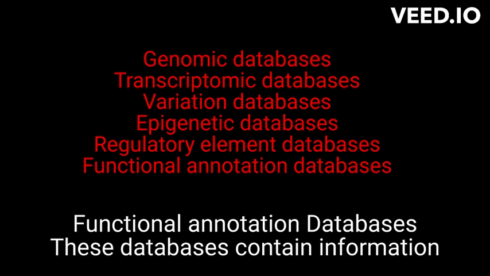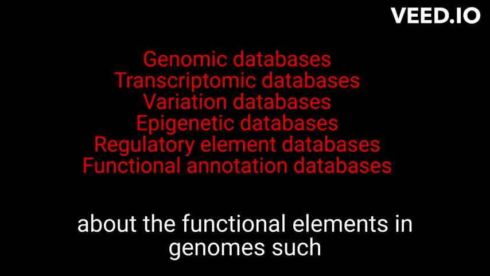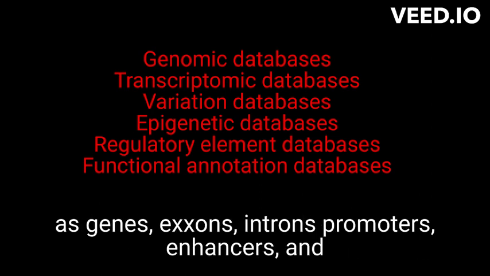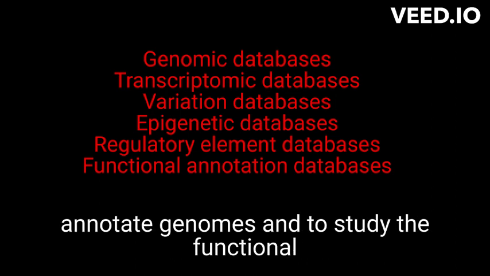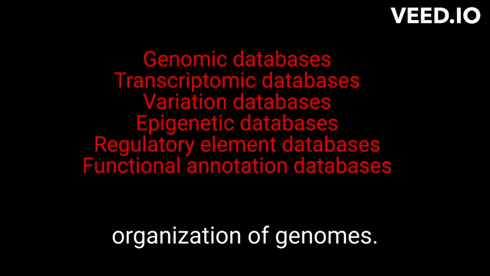Functional annotation databases. These databases contain information about the functional elements in genomes, such as genes, exons, introns, promoters, enhancers, and regulatory regions. These databases are used to annotate genomes and to study the functional organization of genomes.